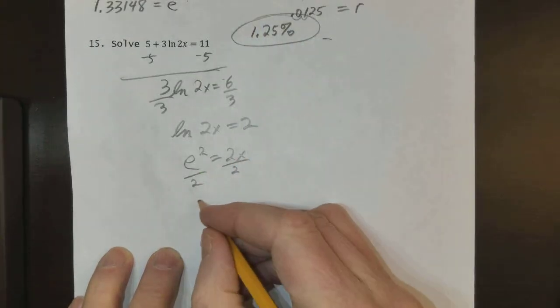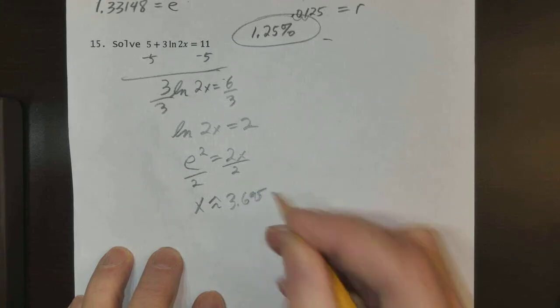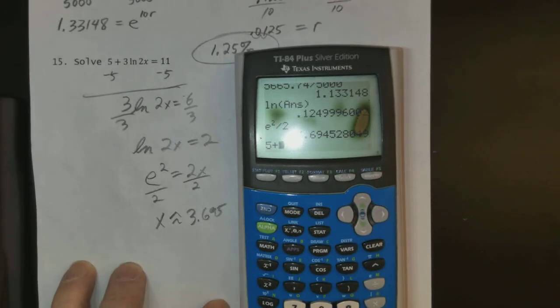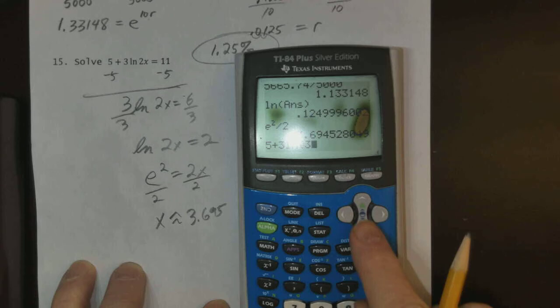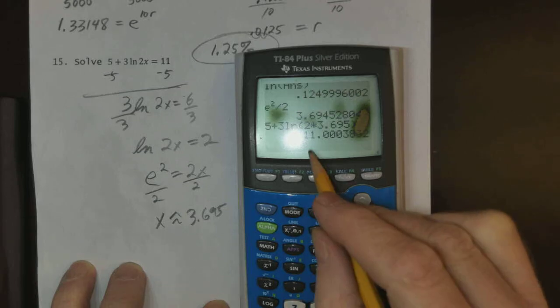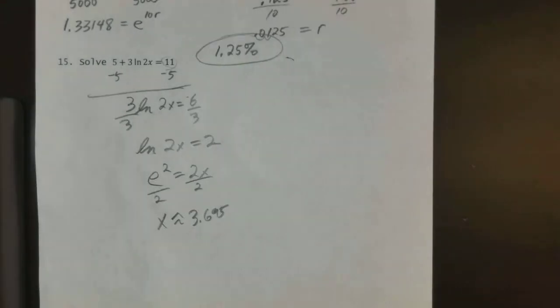3.695. X is approximately 3.695. And just for the heck of it, I'm going to take 5 plus 3 natural log of 2 times 3.695. And I get 11.000, and that's really close to 11. And that is within the rounding tolerance there.